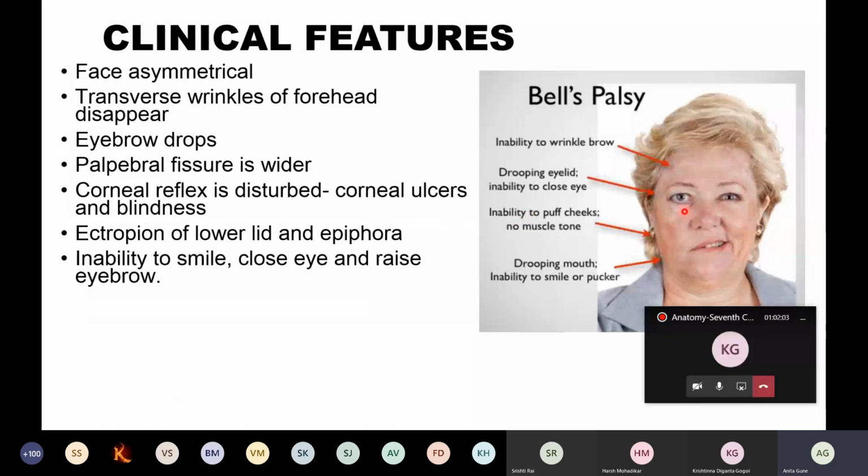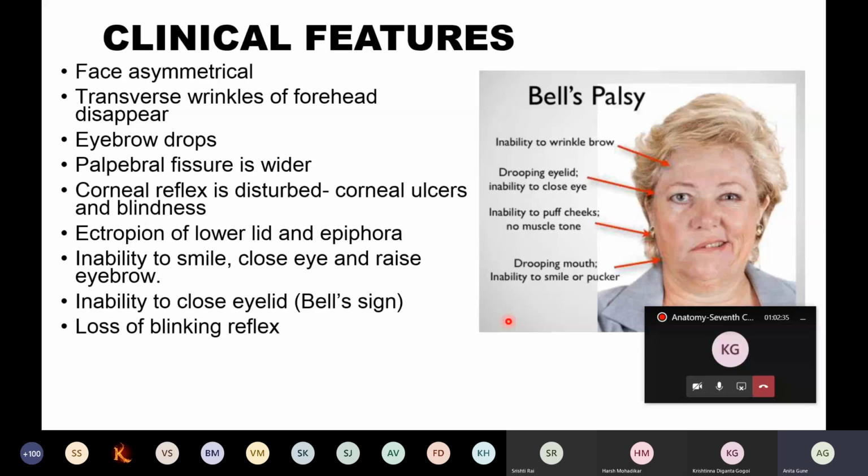The lower eyelid, as you can see, is turned outward, and this is called ectropion. Because of that, the tears which are formed in the eyes will be dribbling down. That is called epiphora. The person cannot smile easily. You can see this side of the face when I close the eyes or even raise the eyebrows. The inability to close the eyelid is called Bell's sign. It can be asked as an MCQ for you. So inability to close the eyelid is called Bell's sign.